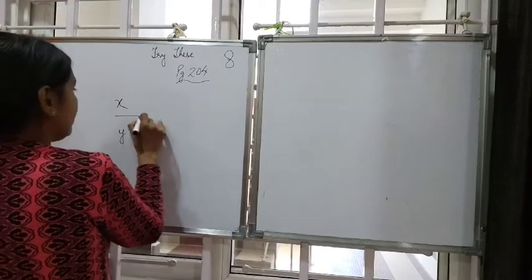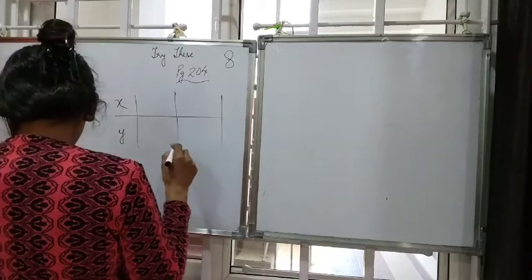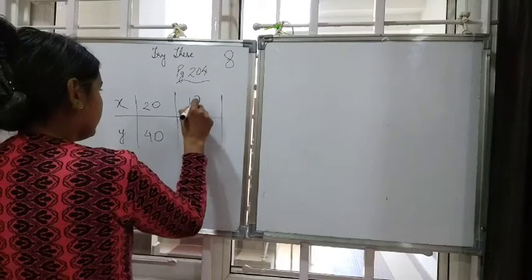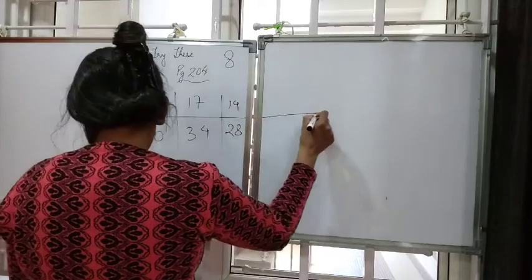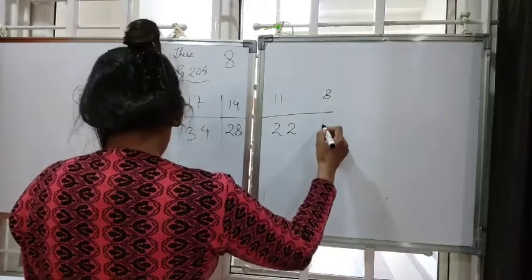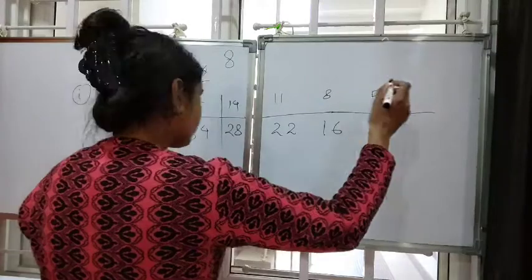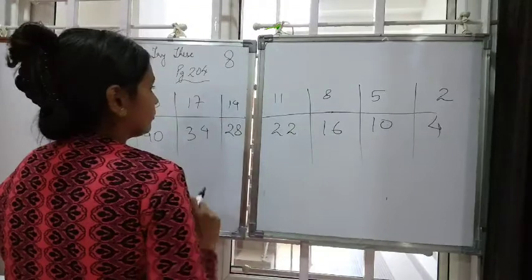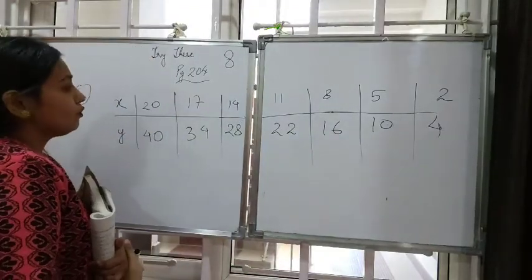So x and y. Let's see. This is the first one, children. Very simple. Let me write the question first. So here is the question. Now what to do?